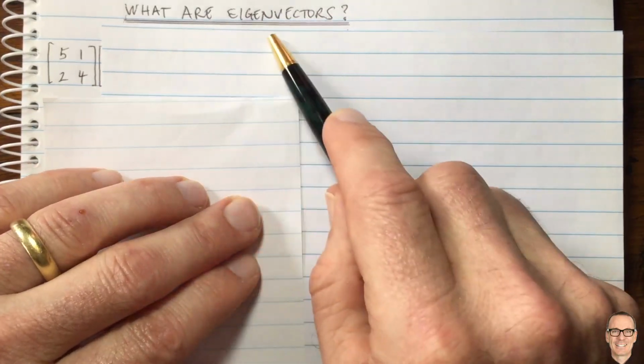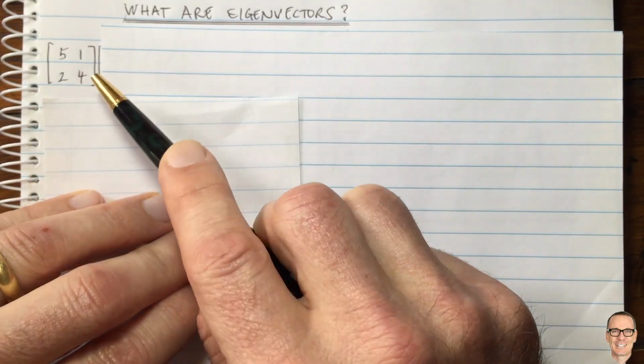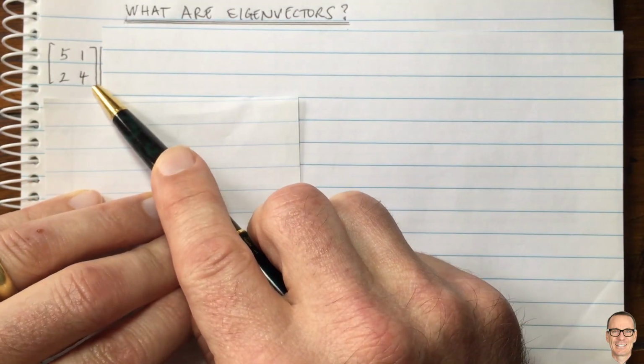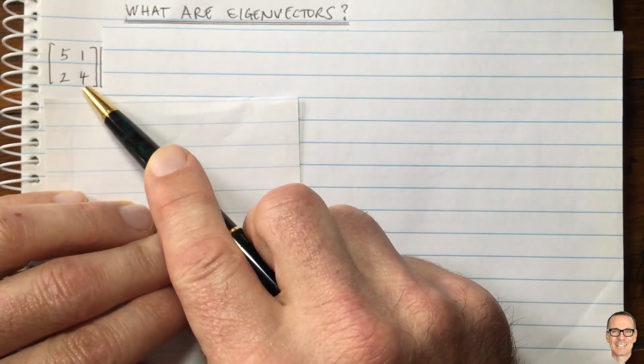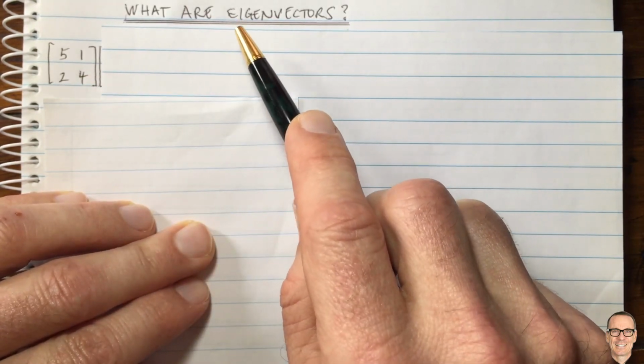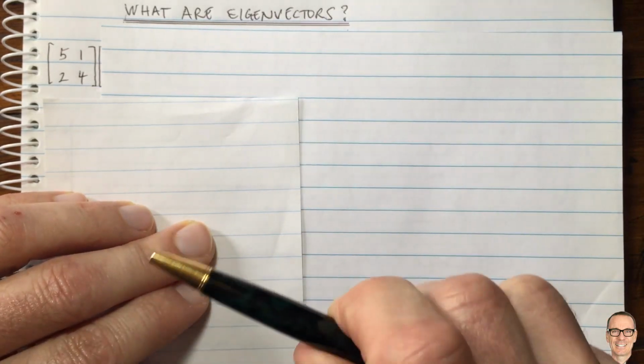So what are eigenvectors? We're going to look at finite dimensional vector spaces, and we're going to look at square matrices. Square matrices can be characterized by their eigenvectors. So let's explore this concept.